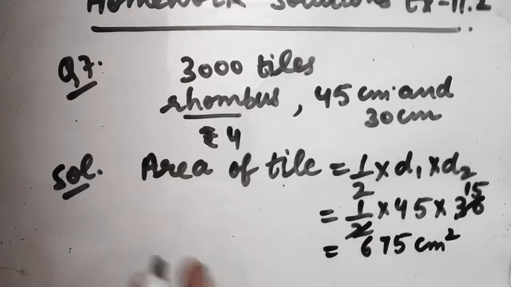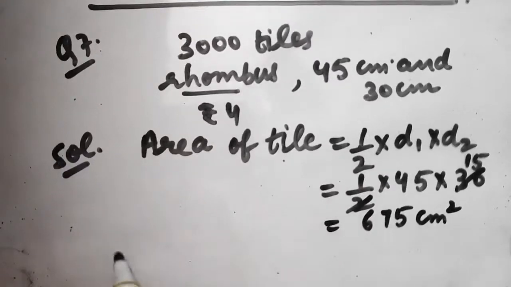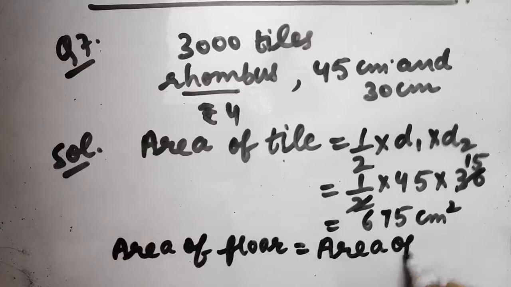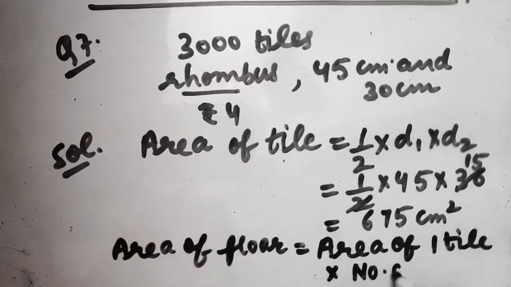Now we know that area of floor is equal to area of one tile into number of tiles. We have calculated the area of one tile. Number of tiles are also given to us in the question. I hope we can find the area of floor very easily. So I am going to find area of floor now.